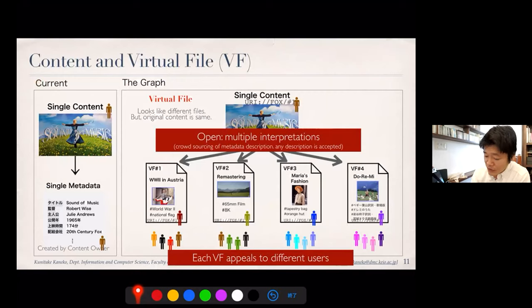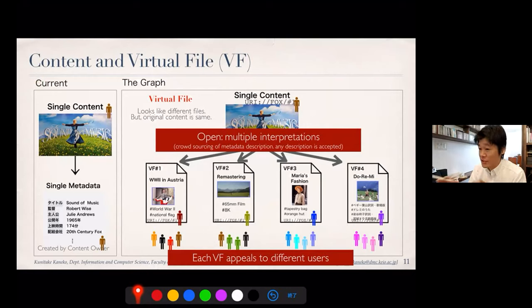In my system, here is a single content, right? The Fox owns it, because this is The Sound of Music. And then it is open. Multiple interpretations are fine. So somebody, this guy, titles it, names it, World War II in Austria. Somebody else who is interested in 8K capturing and remastering, because the beginning of The Sound of Music was captured on 65mm film. Maria's version is another interesting point of this movie. The Do-Re-Mi song, you know that?